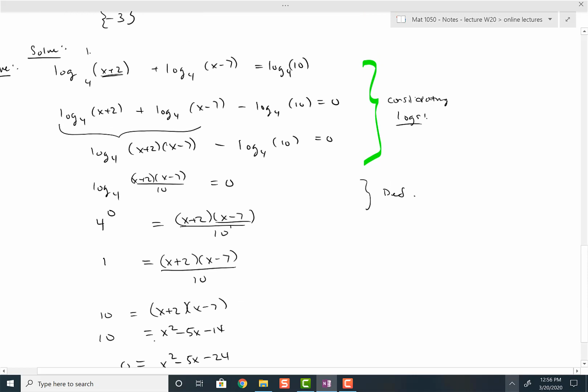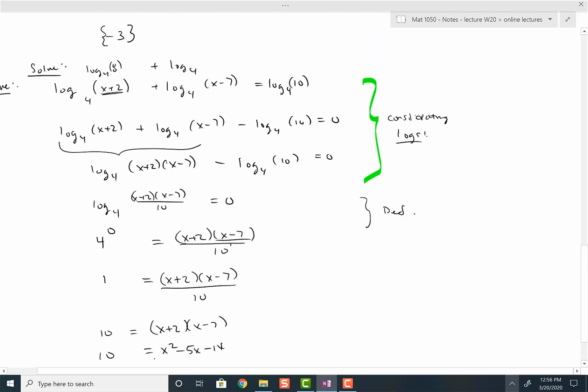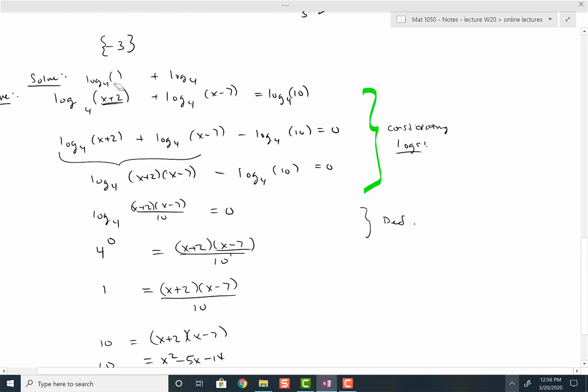So this gives me log base 4 of 8 plus 2, oh, 8 plus 2 is 10. My bad, guys. I was like, why is that an 8? Shouldn't it be something else? 10. And log base 4 of 8 minus 7 gives me 1. And then they're claiming that it equals log base 4 of 10. And it does, because the log of 1 is 0. I don't know what this is, but that plus 0 has to give me that.